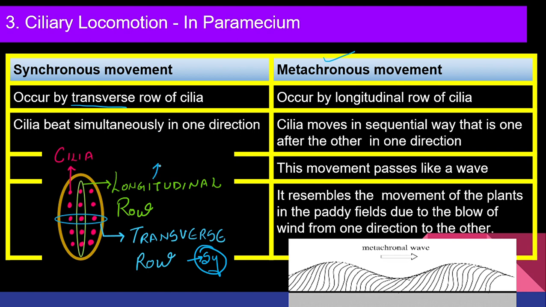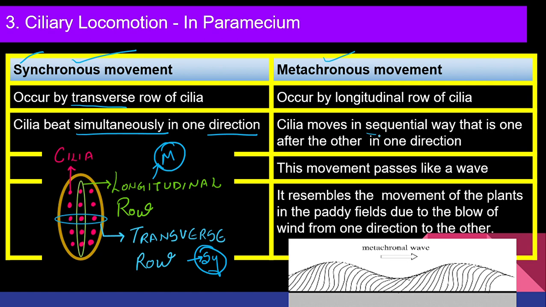Then what about the metachronous? It will always occur in a longitudinal row, right? Now, what is actually synchronous? S for synchronous, S for simultaneously. When all the cilia beat together, all together, when all the cilia move in one direction, we call it synchronous movement.